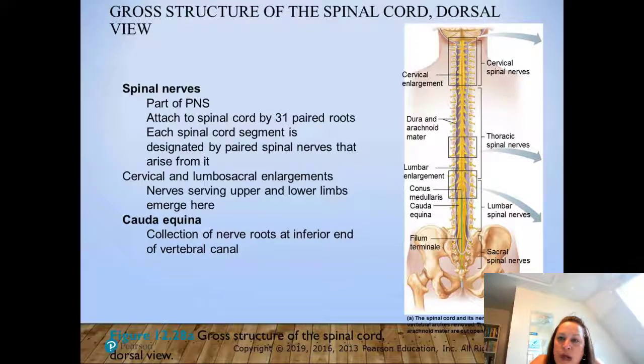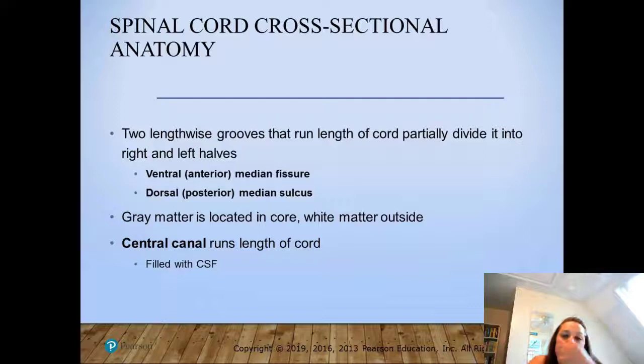As you notice, when you look at the spinal cord, there are nerves that extend in between each vertebrae. So we have cervical, thoracic, and lumbar nerves that originate between the different vertebrae as we go down the spinal cord. 31 pairs of nerves. And then when we get down here, it's called the cauda equina. That's sort of where the nerve roots are, and the spinal cord itself no longer truly exists.